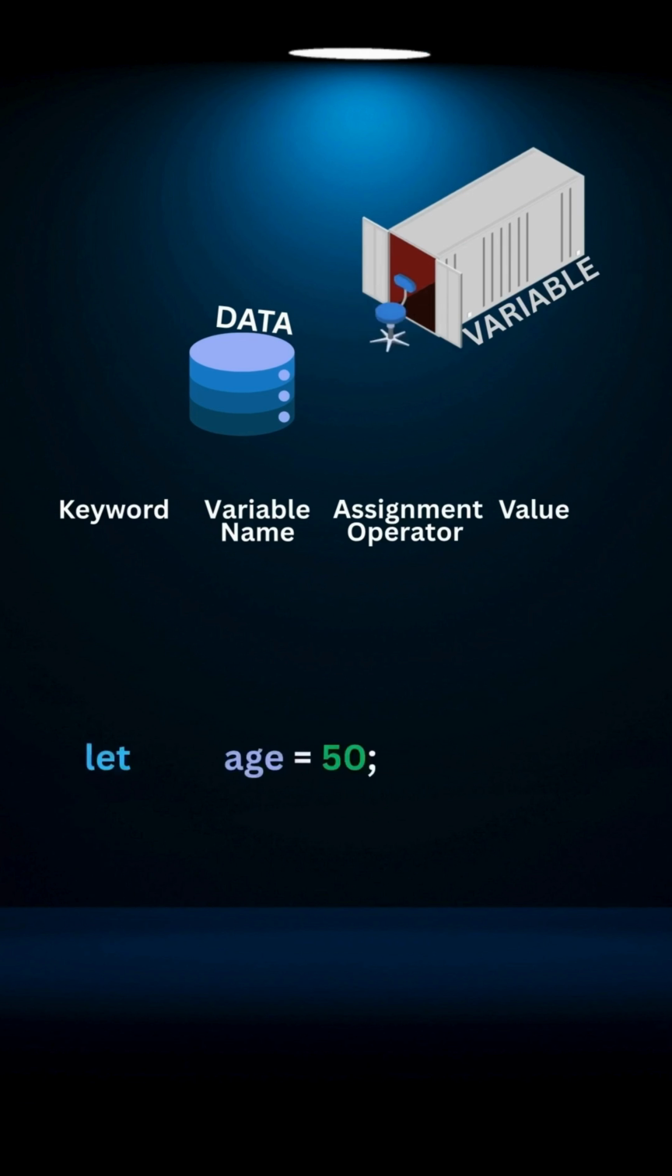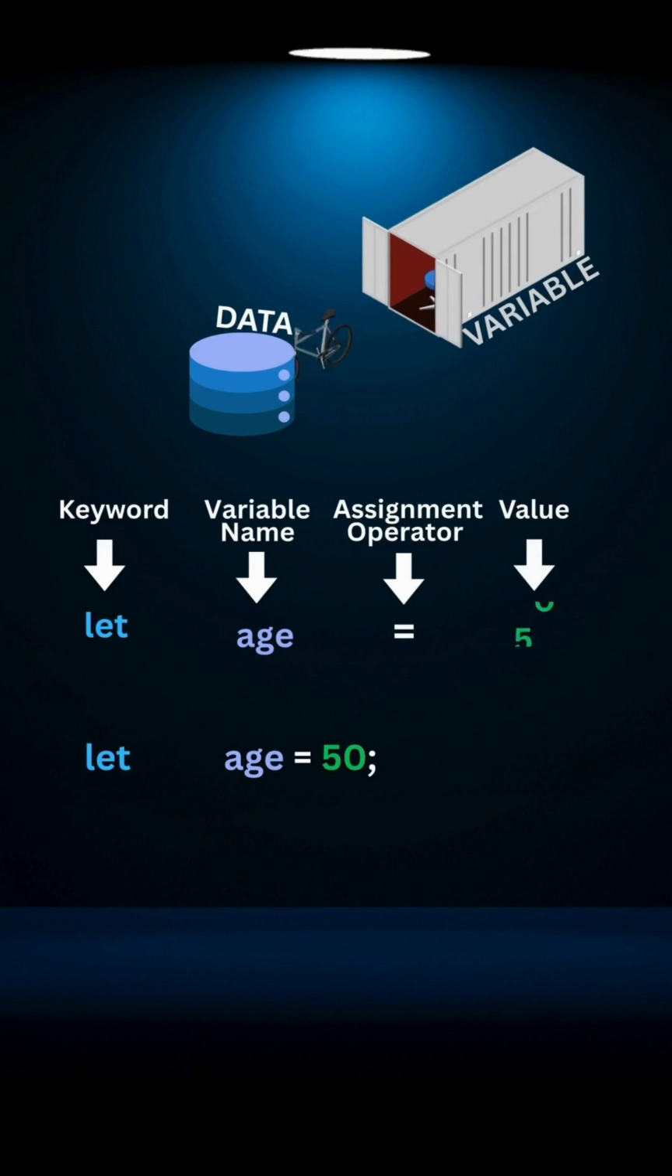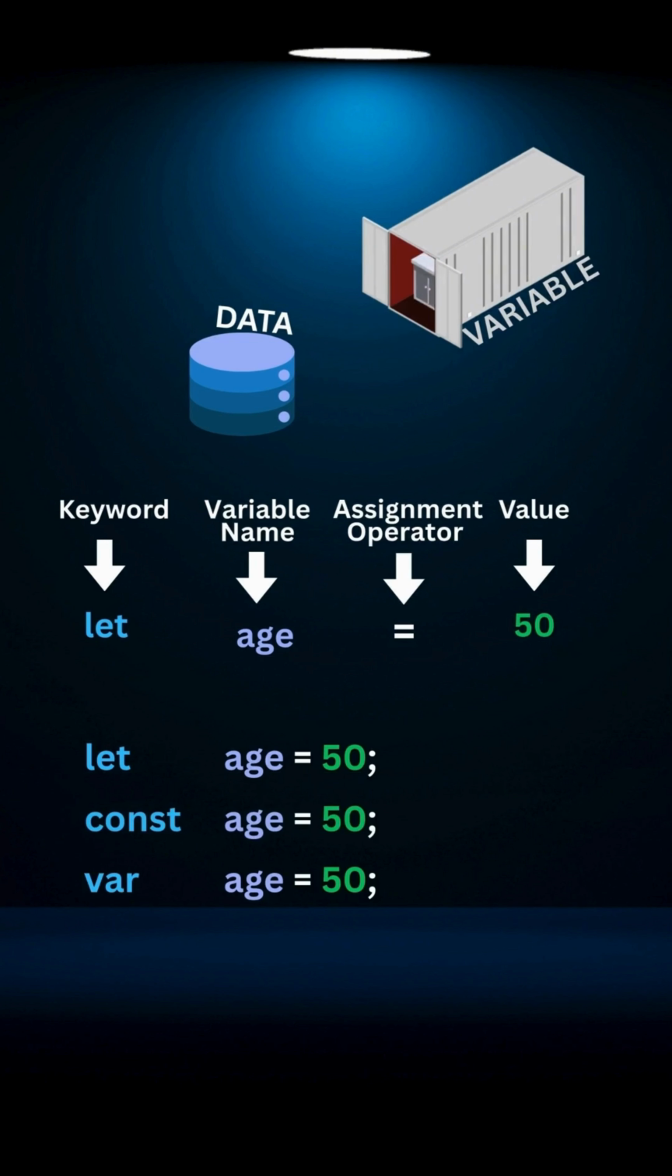assign to the variable. In this example, let is a keyword, age is a variable name, equals is an assignment operator, and 50 is the value. Aside from let, you can use const, var, or even no keyword at all to create a variable, but only use let and const, for the other two are not recommended.